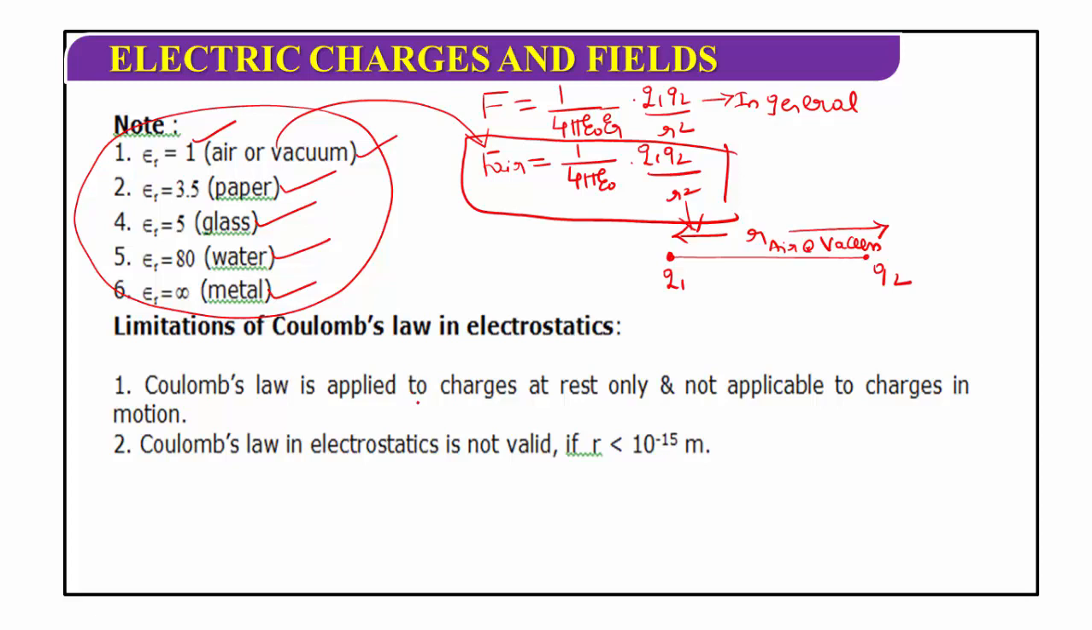And the second condition, Coulomb's law in electrostatics is not valid if r is less than 10 to the power of minus 15 meter. What does it mean, less than 10 to the power of minus 15 meter?